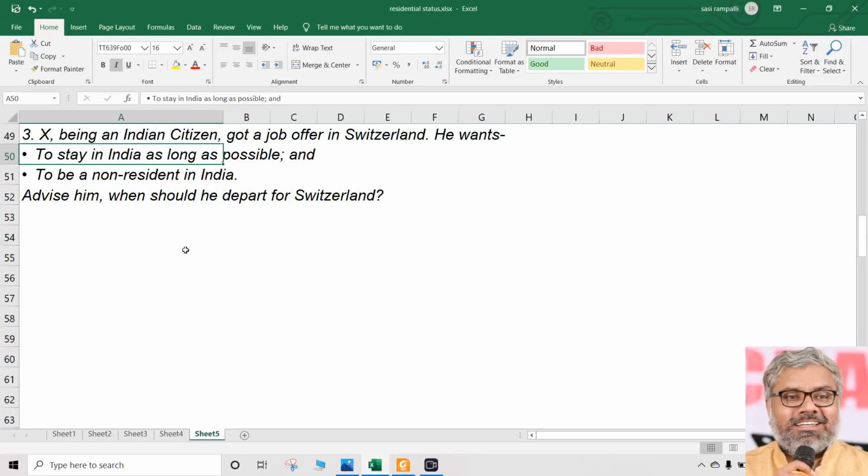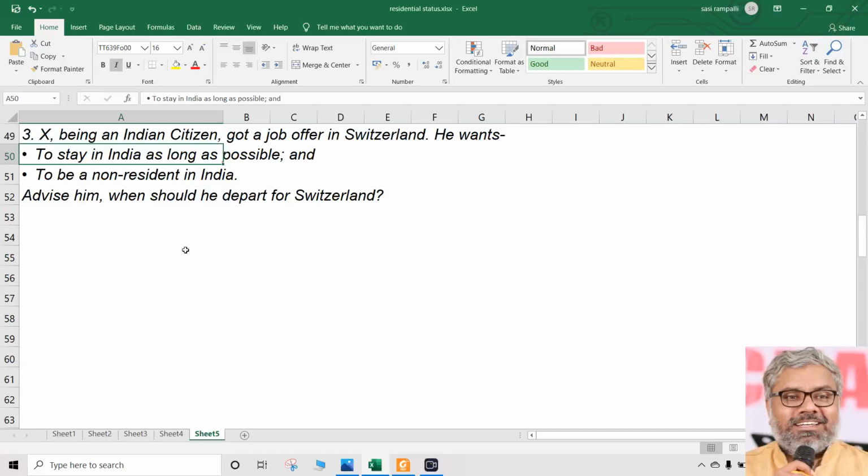Again, nobody can say, I want myself to be called as non-resident, I want myself to be called as ROR. You will be called as whatever you are depending upon your facts. But if you have that opportunity to plan your journey so that you want to be called as a non-resident, then the question is, when should he depart for Switzerland? That is the question. So basically, he is an Indian citizen, leaving India during the previous year for an employment.